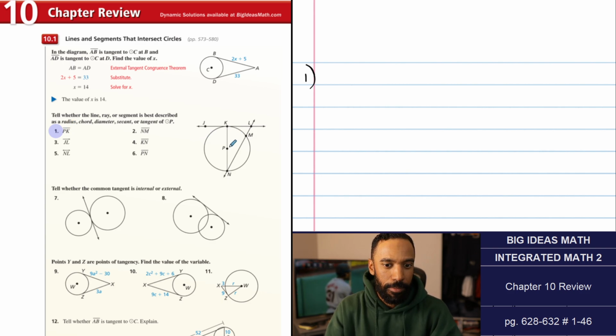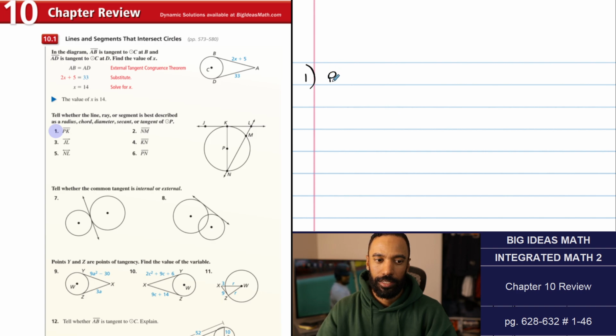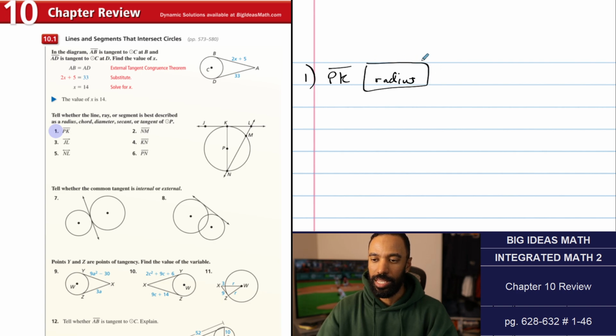From P to K, P being the center to K, that is a radius. So PK is a radius. Radius is the distance or a segment drawn from the center to the circle itself.